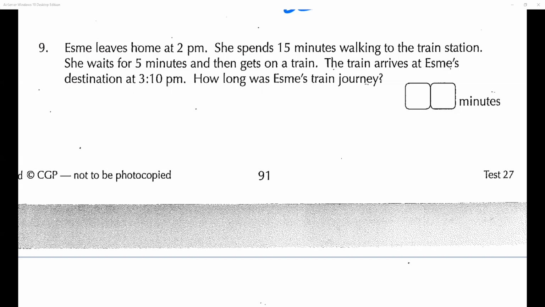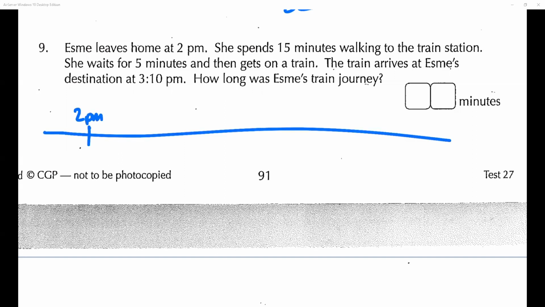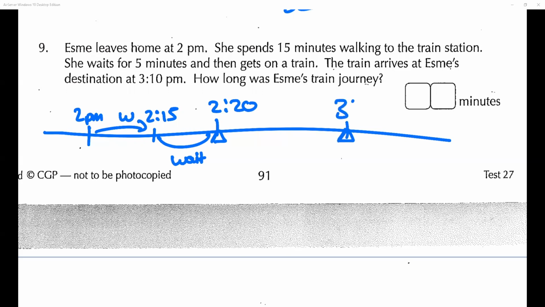So she leaves home at 2 o'clock. Let's get a timeline. She spends 15 minutes walking. She waits for 5 minutes and then gets on the train. So from there to there, she's walking. From there to there, she's waiting. Okay, and then she gets on the train at 2:20. And what time does she get off the train? 3:10. So how many minutes has she spent on the journey?